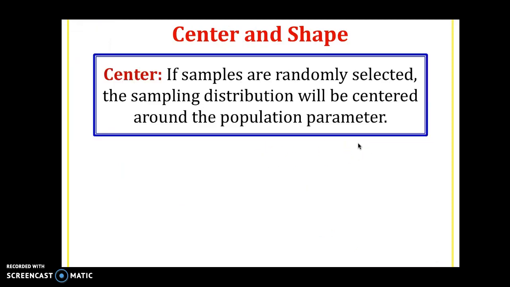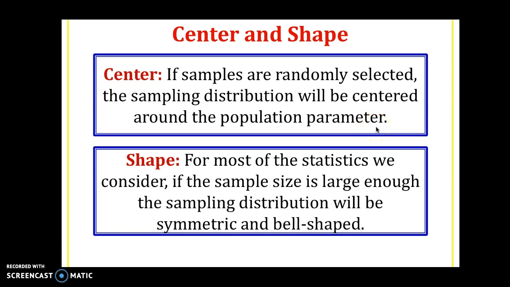If the samples are randomly selected, the sampling distribution will be centered around the population parameter. Again, think about the StatKey simulation we just did. That bell-shaped curve was centered at 50%. And for most statistics, if the sample size is large enough, the sampling distribution will be symmetric and bell-shaped, as we saw in the last Reese's Pieces example.